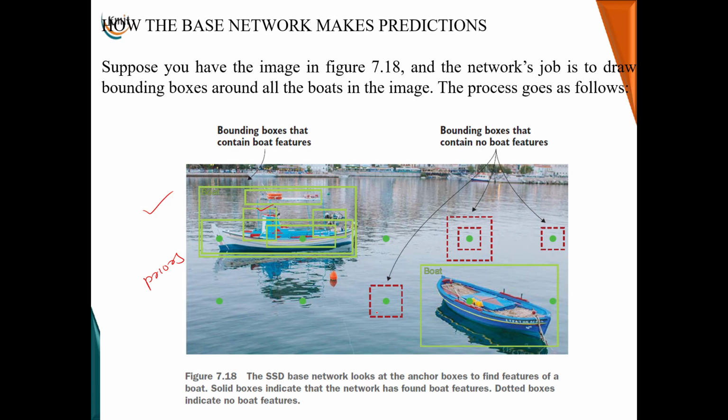And when the network finds the bounding box that contains the board features, it will send its coordinates prediction and object classification to the NMS layer, which will convert n number of bounding boxes to only one bounding box which has the highest probability. So this is how the SSD based network will look at the anchor boxes to find features of a board. Solid boxes indicate that the network has found the board feature, and dotted boxes will indicate that no board features are present.